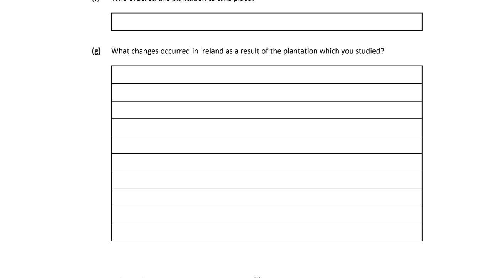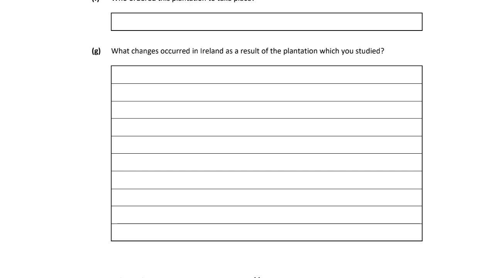This one here, what changes occurred in Ireland as a result of the plantation which you studied? So this is an interesting one. One of the key things in the learning outcome for the plantations is how did the plantations impact on identity and settlement in Ireland? This is very, very important here.